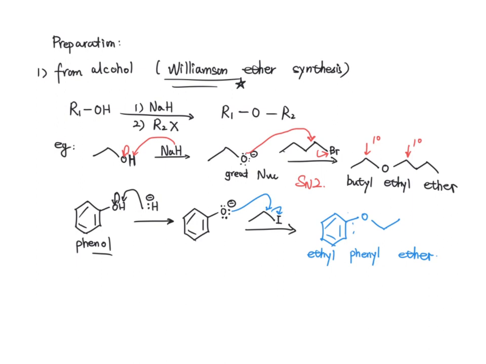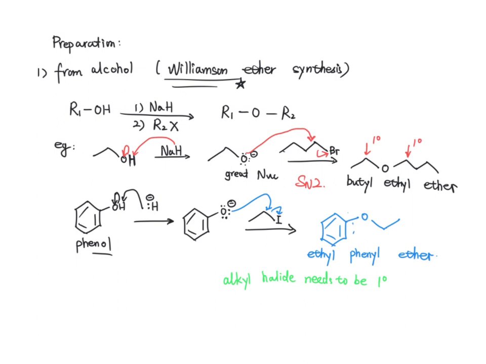So for the Williamson ether synthesis, the alkyl halide needs to be a primary alkyl halide. I think that is when the best reaction happens here. So think about if this alkyl halide is a secondary alkyl halide. What happens here is you create a strong nucleophile, but most of the time it's also a strong base.